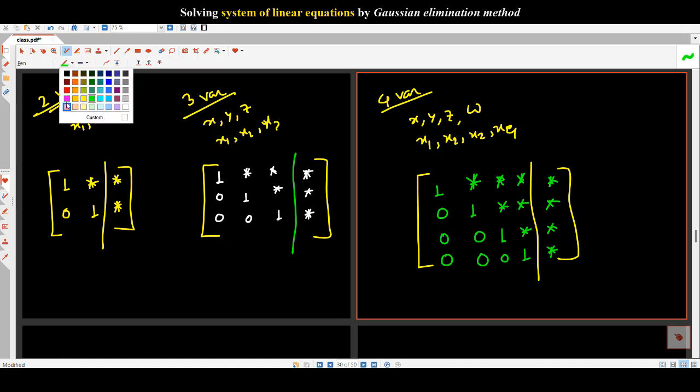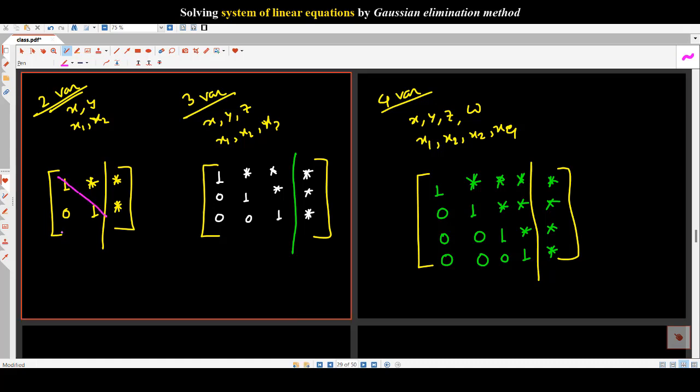So think about the pattern. If we have 2 variables, 3 variables or 4 variables, our target is to make the diagonal entries 1. If we think row-wise, we are targeting to make these leading entries 1. These are known as pivot elements or leading 1. Okay, so this is how we will think about it in step 2.